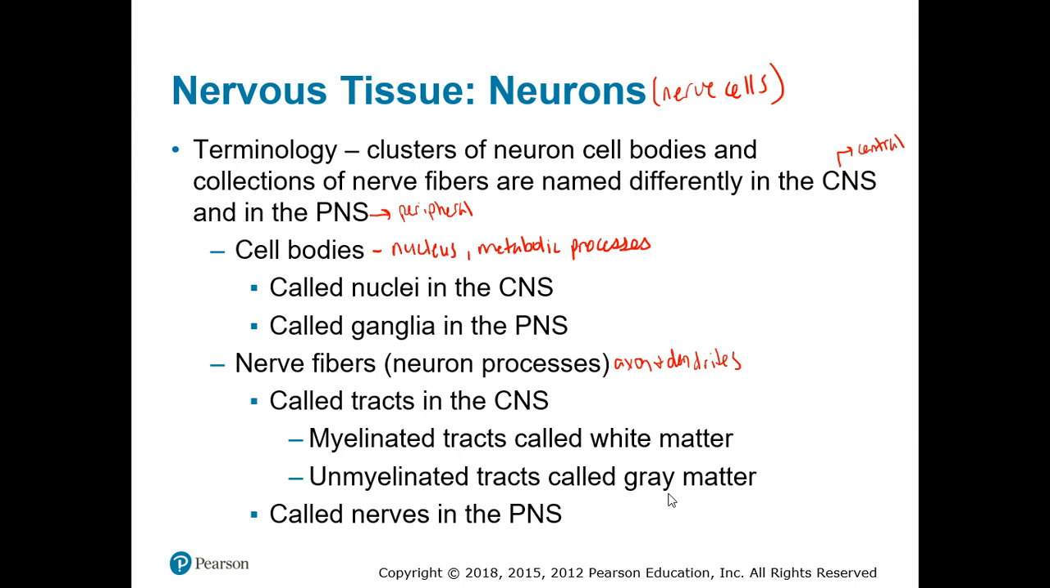Oh, I just want to go back to also add myelinated tracts. These are going to be the ones that have, again, myelin sheaths on them. So these conduct impulses faster, typically.